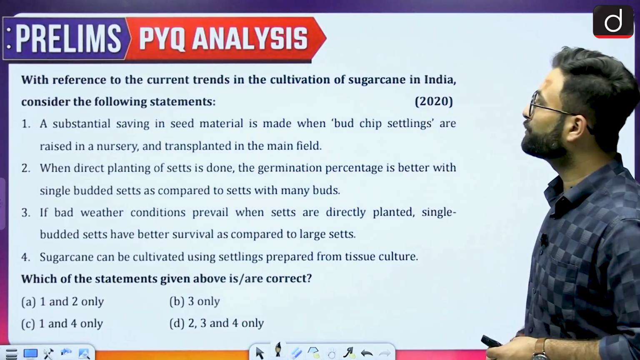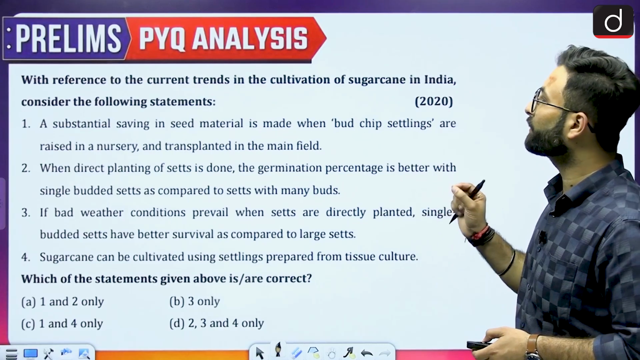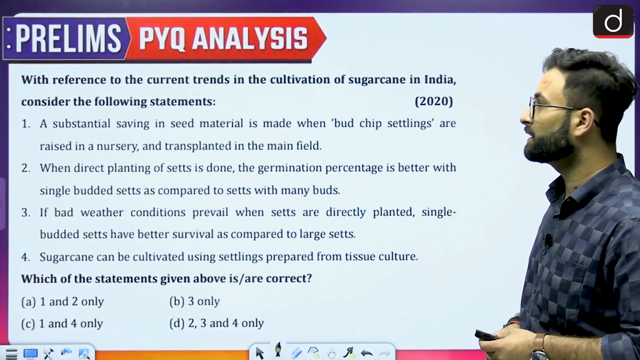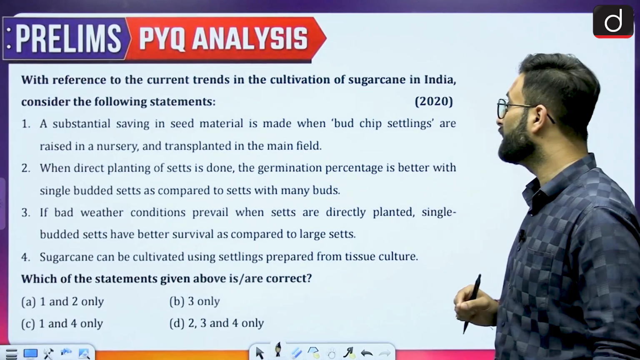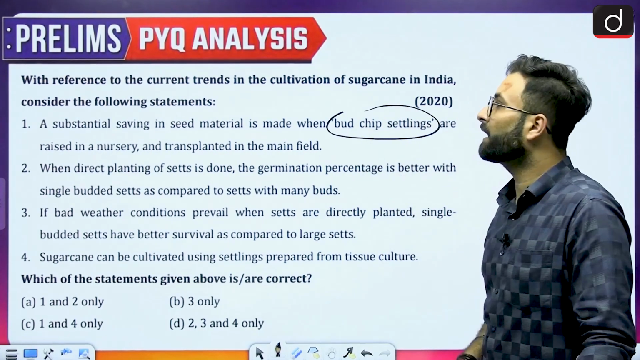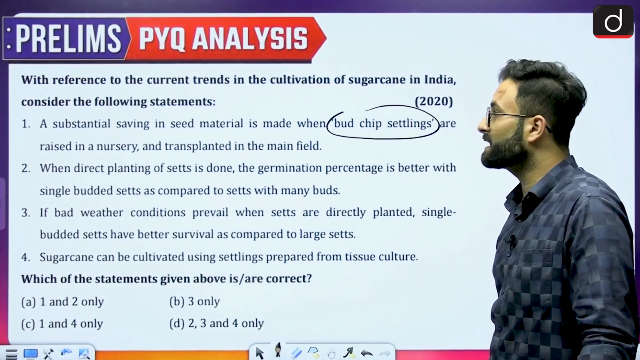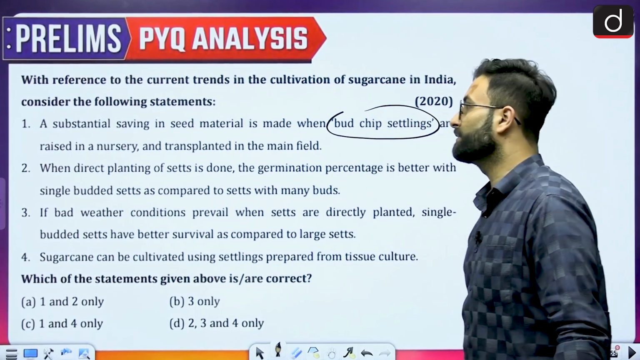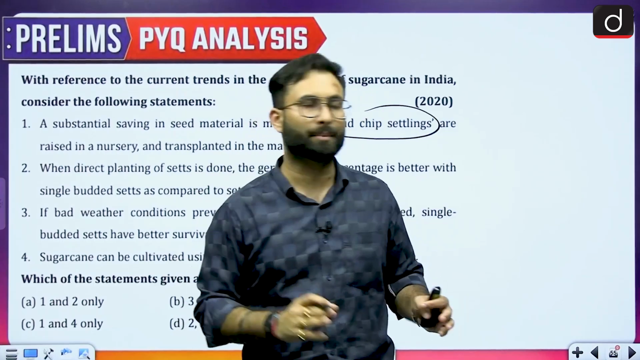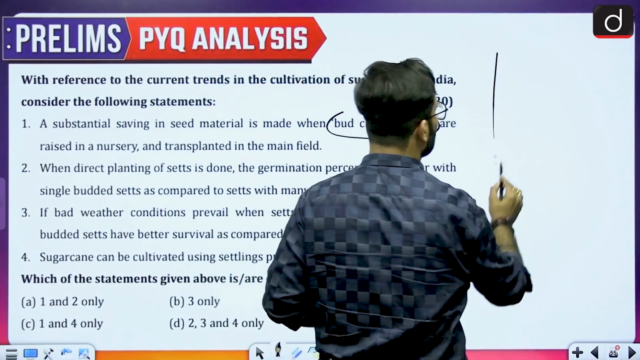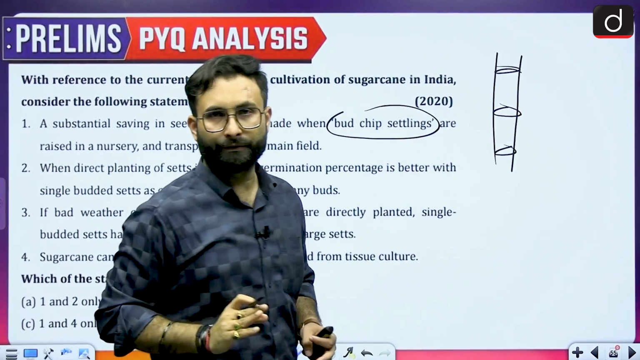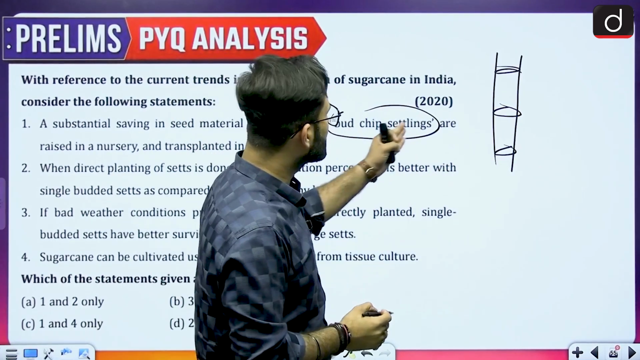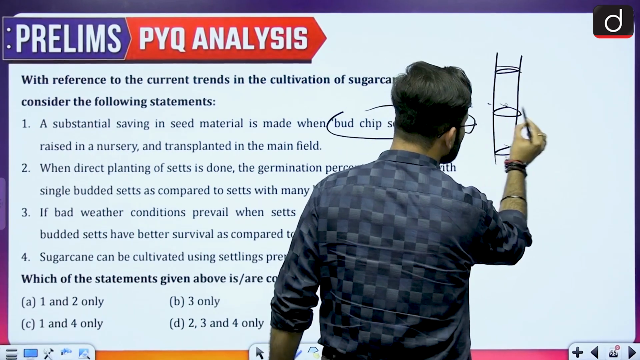Okay, now let's move further to the next one. With reference to the current trends in the cultivation of sugarcane in India, consider the following statement: a substantial saving in the seed material is made when the bud chip seedlings are raised in the nursery and transplanted in the main field. Obviously, when we talk about the saving, earlier they used to take the stem of the cane and plant it in the field. Now with the bud chip seedlings, they are just taking this particular part.